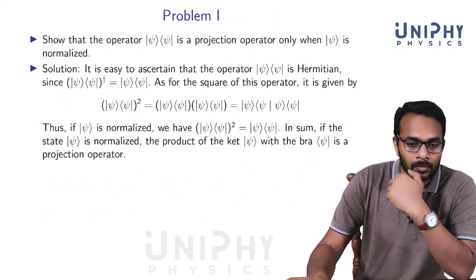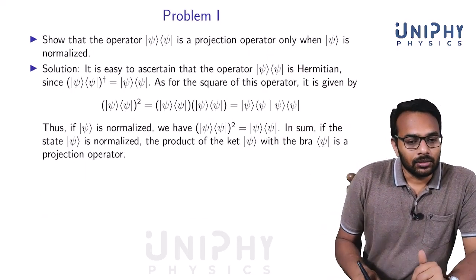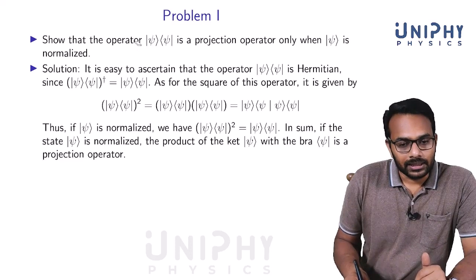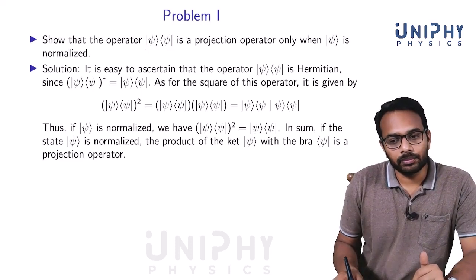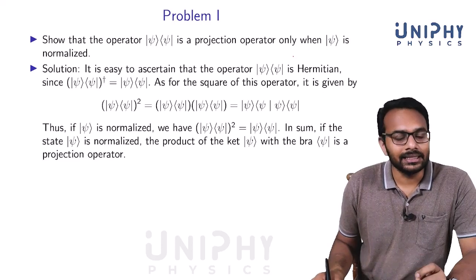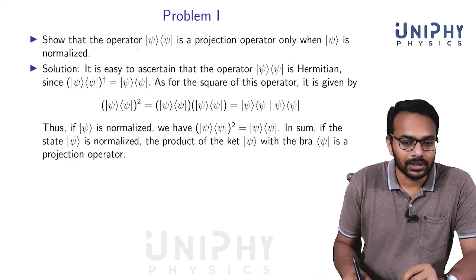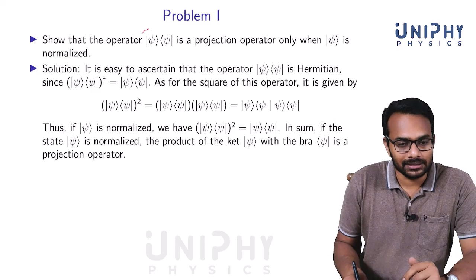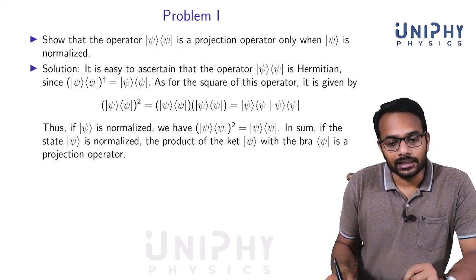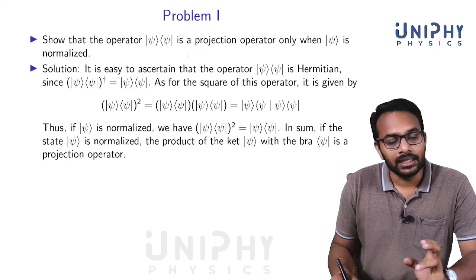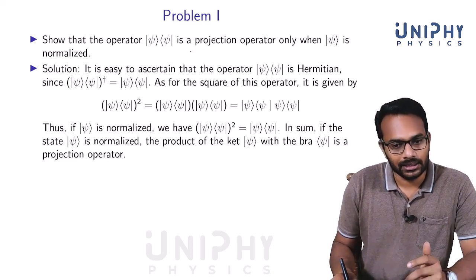Let's look at a problem now. Show that the operator, this is ket psi bra psi, is a projection operator only when psi is normalized. So they are saying that this is indeed an operator, and it is a projection operator if it is normalized. It's easy to see this.